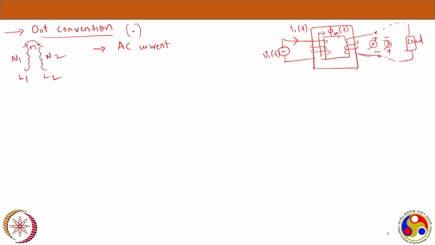Now, the cause is that I have passed an alternating voltage in the primary winding, right? Because of that, I have caused an alternating flux to be generated, that is phi m1 of t. Now, because of that phi m1 of t, it is linking with the secondary coil and it is inducing a voltage across the secondary coil. That induced voltage is happening in the secondary coil.